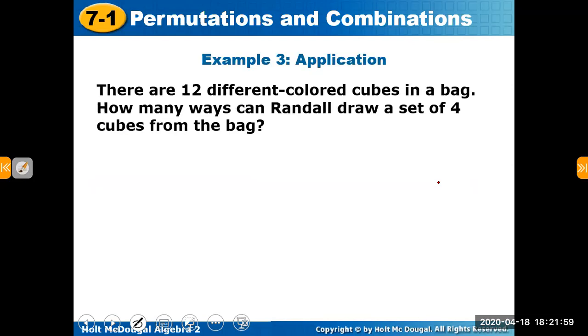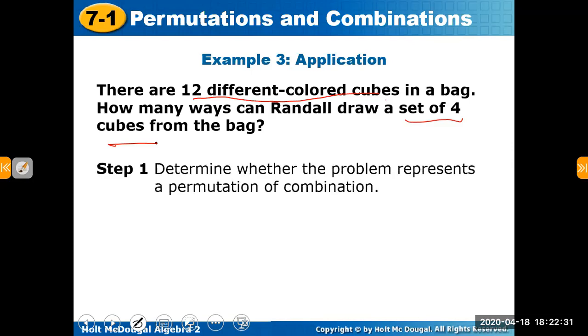There are 12 different colored cubes in a bag. How many ways can Randall draw a set of 4 cubes from the bag? So he's just drawing 4 cubes. They did not say anything about having to draw them in a particular order. So we can clearly see that order in this question is not important.